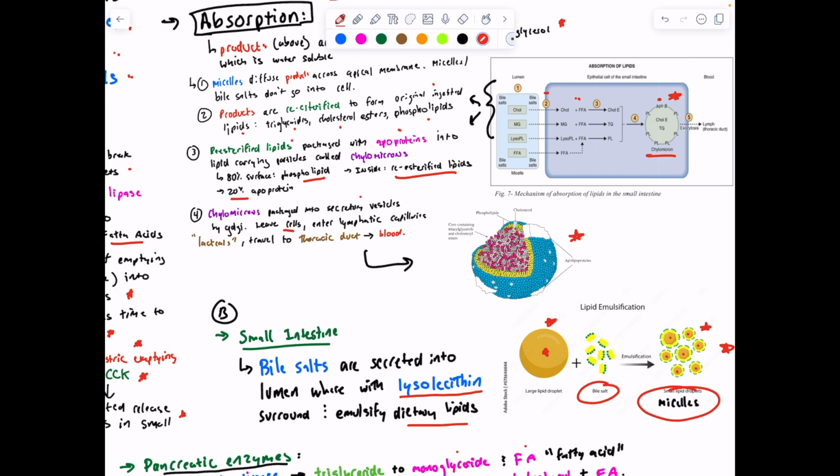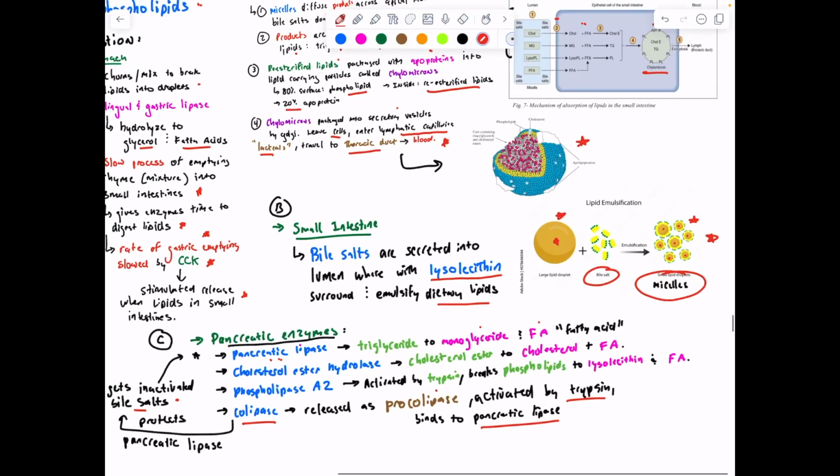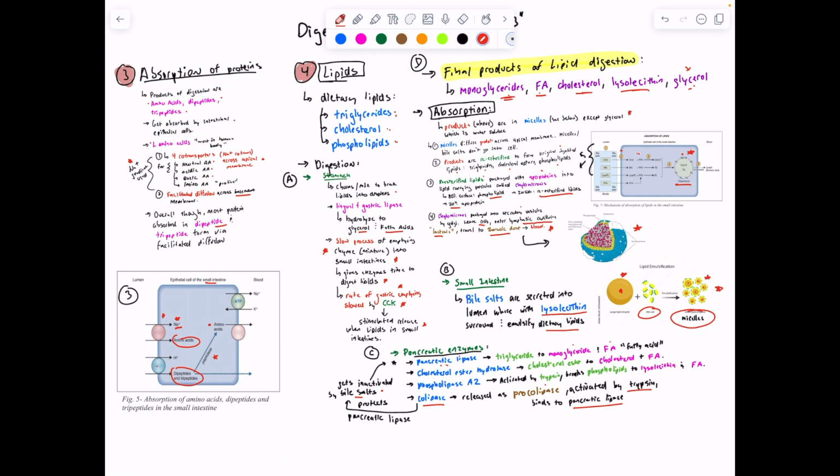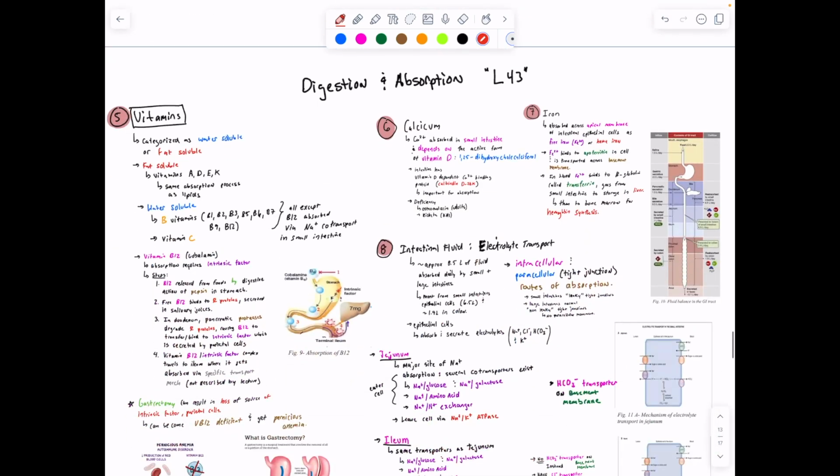It's going to leave the cells, but instead of going directly to the blood, it's going to go into the lymphatic circulatory system, aka the lacteals, and then travel to the thoracic duct, which we know is in the posterior part of the thorax and abdomen along the spinal cord, and then it's going to go into the blood from there, where it will get absorbed by individual cells. All right, so that was quite a lot, but we have our micelles, and then we have our chylomicrons, which eventually will leave and go into the lymph overall, and then to the blood.